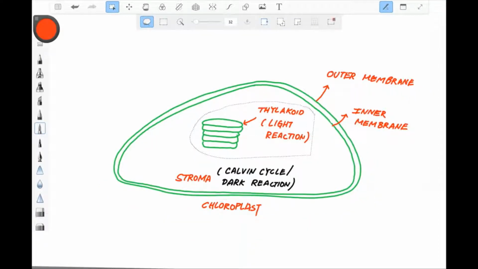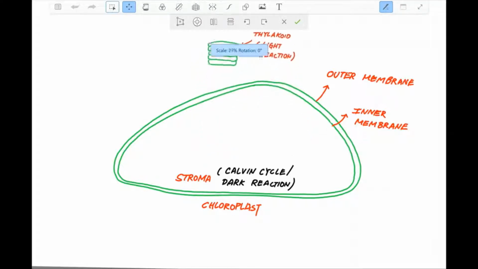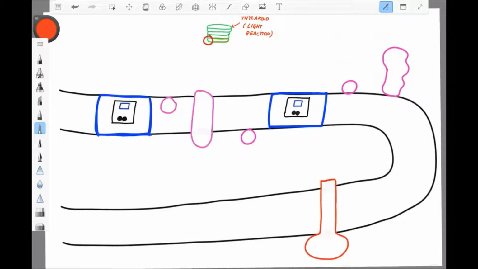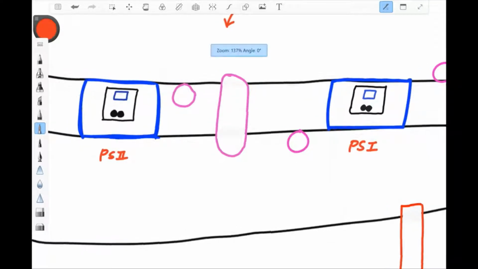In this part of the video, we are going to look at the light reaction. Now let's zoom into this part of the thylakoid membrane. This is the phospholipid bilayer of the thylakoid membrane. Inside the thylakoid membrane, there are two complexes known as the photosystems. Photosystem 2 comes before photosystem 1.